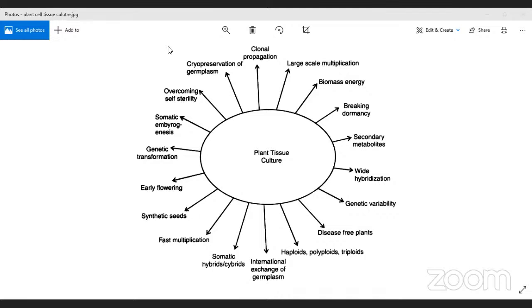The next one is breaking of seed dormancy. Even if all conditions are applied to the plants, some of the seeds do not germinate and produce new plantlets. That is called seed dormancy. Seed dormancy can be broken by using tissue culture technique. By employing embryo culture, the seed dormancy period can be reduced or eliminated.